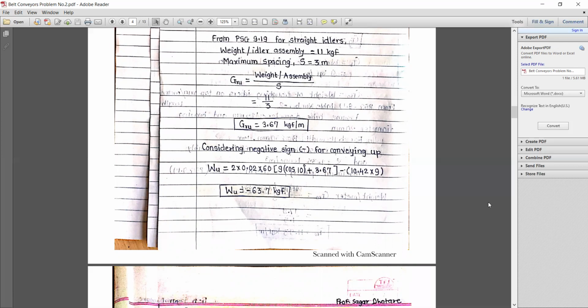WU is equal to minus 63.7 kgf. One very important note I would like to share over here. The value of WU must always be negative whenever the material is conveyed upward, and whenever the material is conveyed in the downward direction, it has a positive sign.